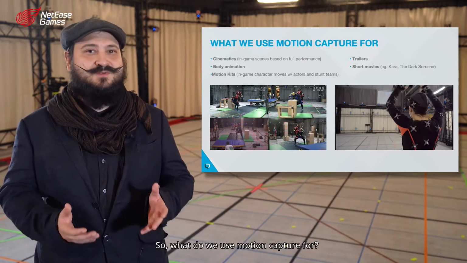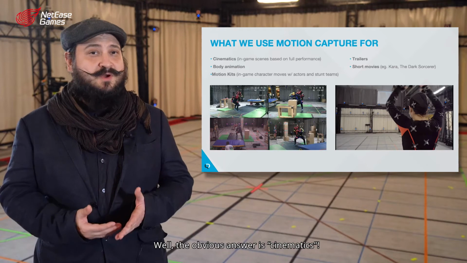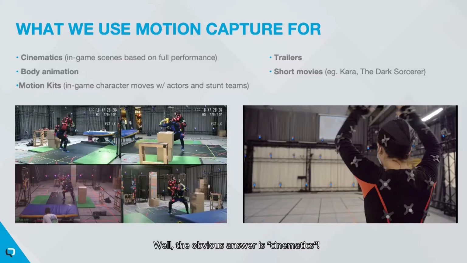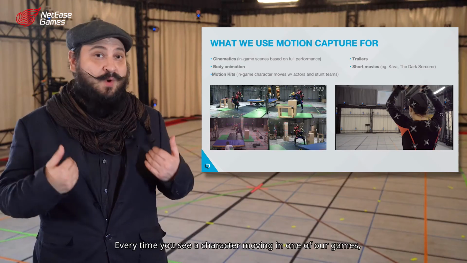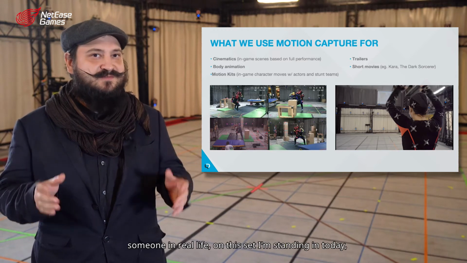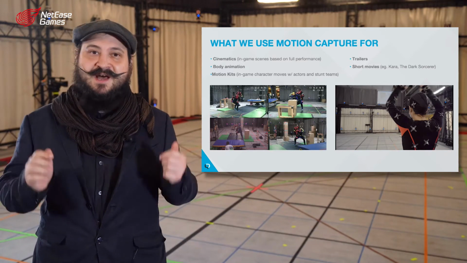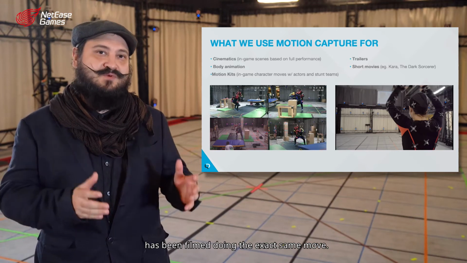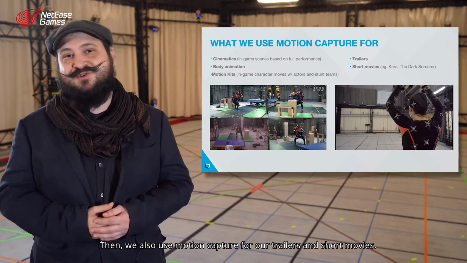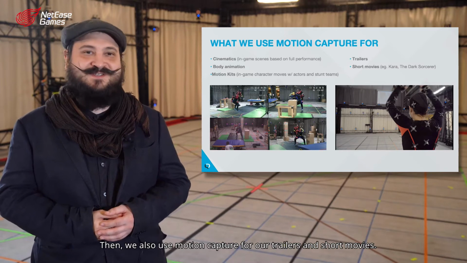So, what do we use motion capture for? Well, the obvious answer is cinematics. This is the most known use of performance capture, with the actor's full performance being turned into cutscenes for our games. Motion capture is also used for body animation and motion kits. Every time you see a character moving in one of our games, someone in real life on this set I'm standing in today has been filmed doing the exact same move. Then, we also use motion capture for our trailers and short movies.